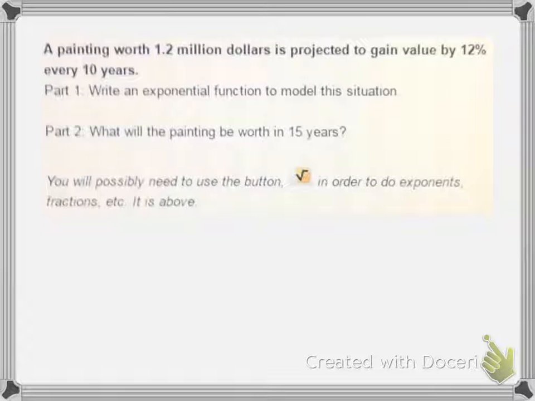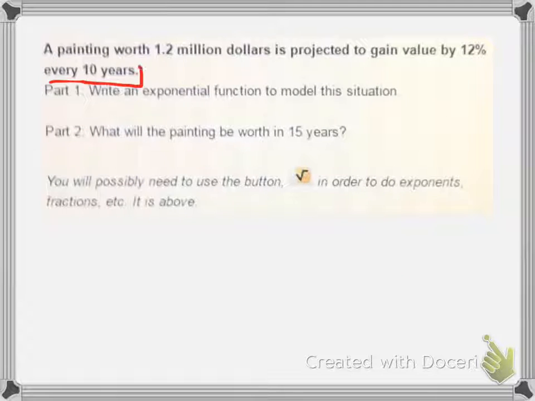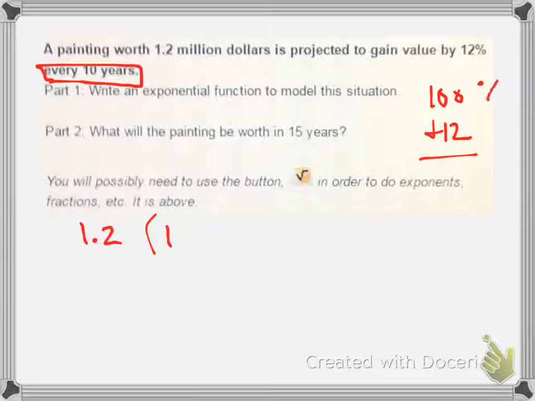Same kind of question here for exponential. A painting worth $1.2 million is projected to gain value of 12% every 10 years. I want you to see the difference. The earlier one said each year, or every year. This says every 10 years. So that 10 years is an important part of your exponent. When you write this equation, that's 1.2, and it's increasing by 12%. That's 100 plus 12, an increase in your percentage by 12. So that's 112.